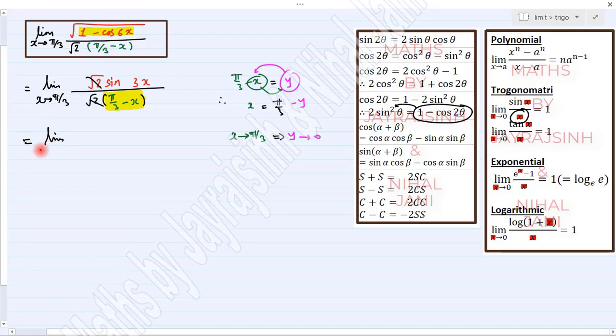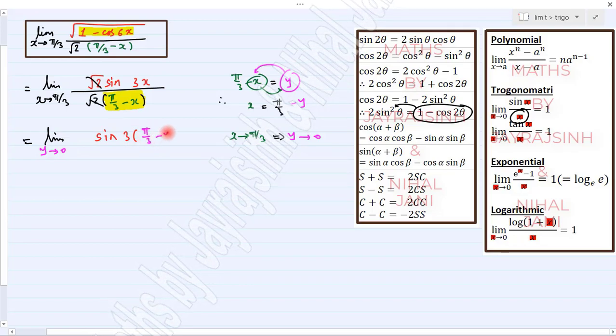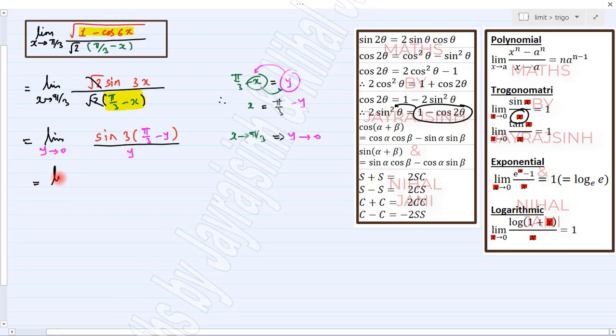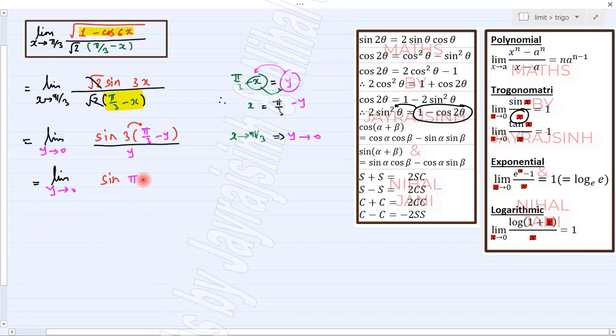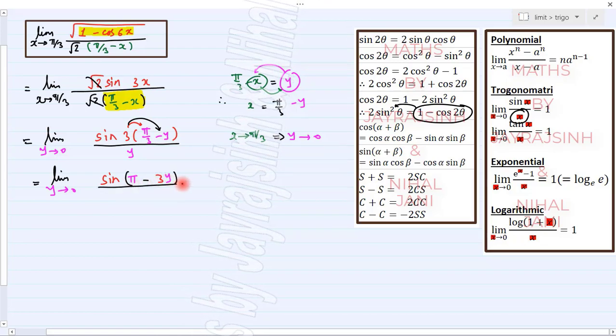Your limit will become y tends to 0. This sin 3x will become sin 3 times (pi by 3 minus y) upon pi by 3 minus x will become simply y. In further simplification, we can say sin of 3 multiplied with pi by 3 will give us pi minus 3 multiplied with y, which will give us sin 3y upon y.